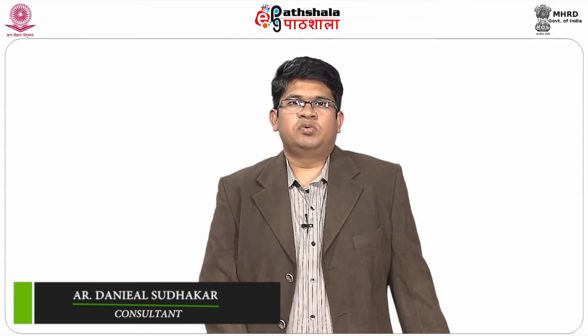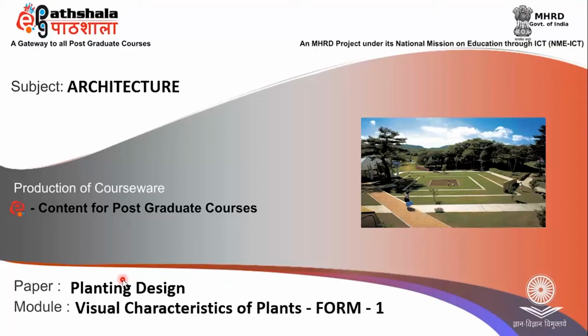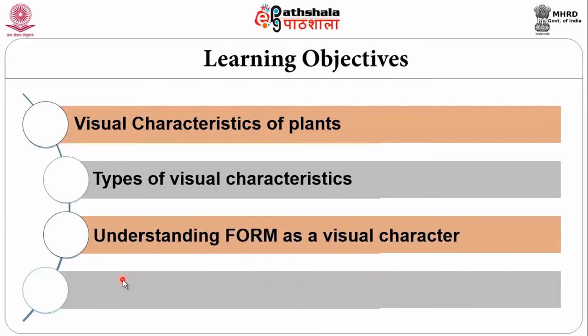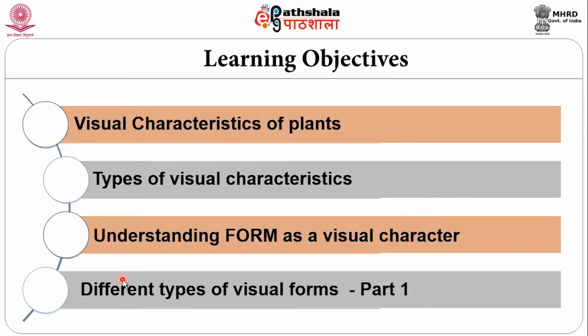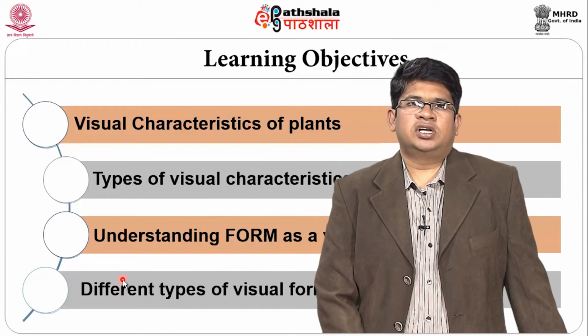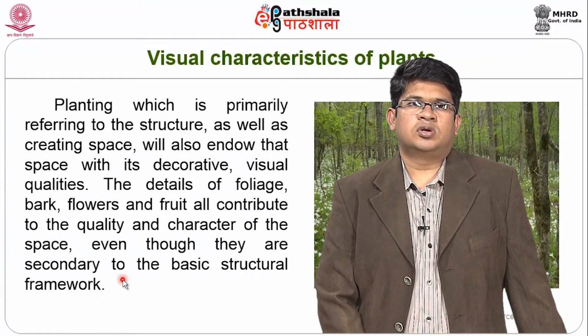In this planting design module, we will be seeing about the visual characters of plants. In this particular module, we will see about the visual characteristics of plants, and then we will see what are the different types of visual characteristics that we could observe in plants in general. And then we would look at one particular visual character, which is form in the planting material, and also understand what are the different types of visual forms in this particular module. So, it is an extensive classification and we shall go one by one as we go around.